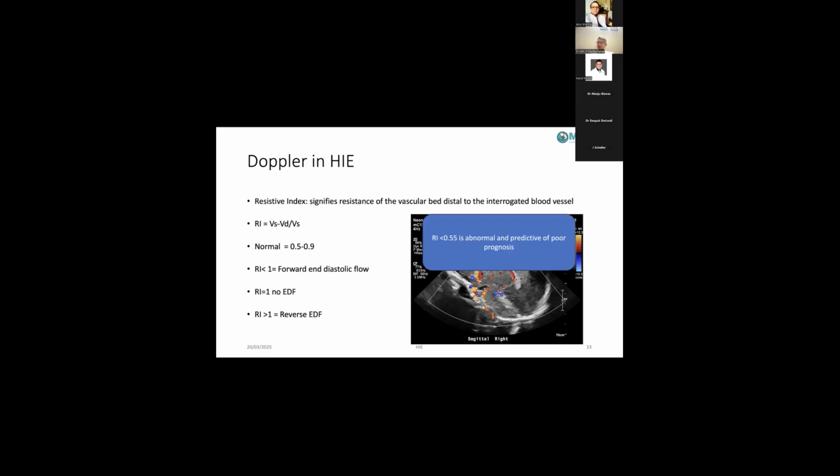Right. If the resistive index is less than 0.55, that is again abnormal, and it's predictive of a poor prognosis in these babies. And then what can affect the resistive index in babies with HIE? Apart from HIE, what else that we do can affect the resistive index? Any guess? Hypothermia. Hypothermia, excellent. So that's the caveat there.